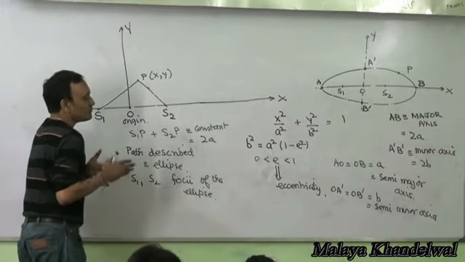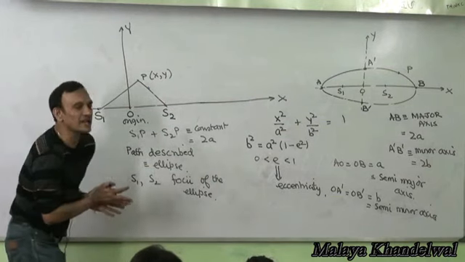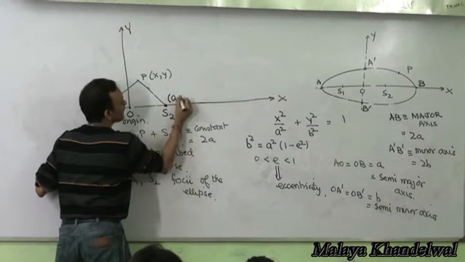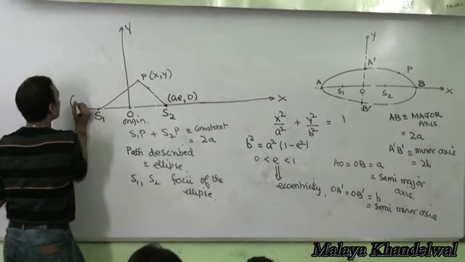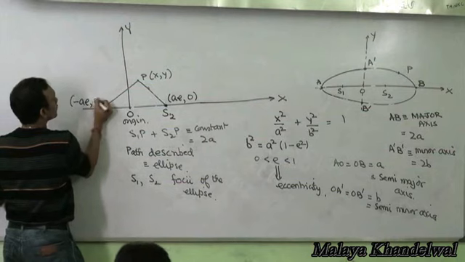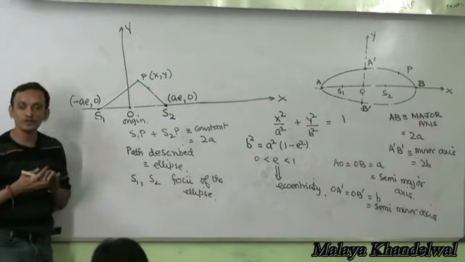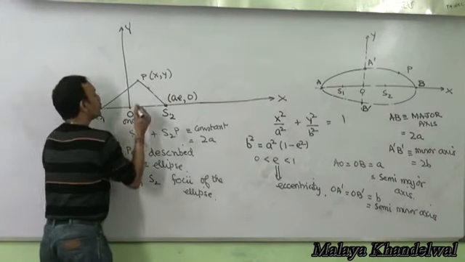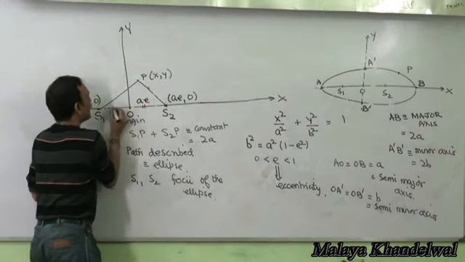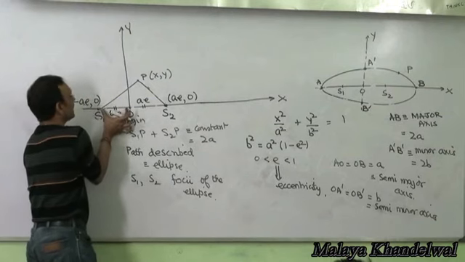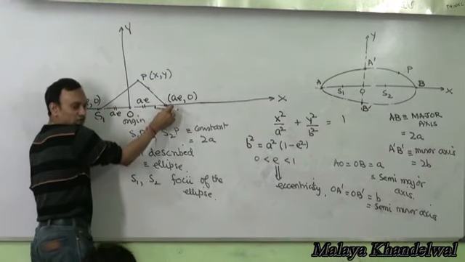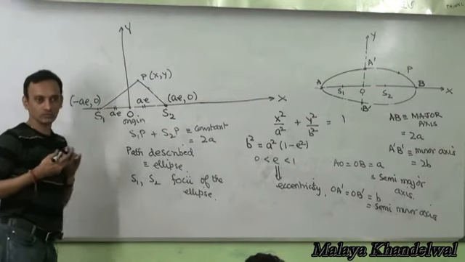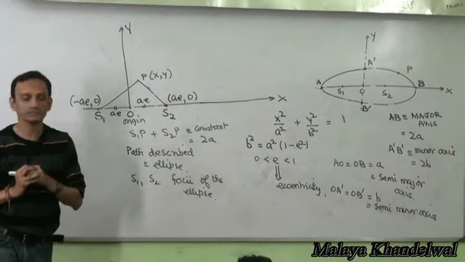Not just that, if A is the semi-major axis and E is the eccentricity of the ellipse, then the coordinates of the two foci would be (AE, 0) and (minus AE, 0). That means OS2 and OS1 would be AE units in length. This would have coordinates (AE, 0), this would have coordinates (minus AE, 0). Right?